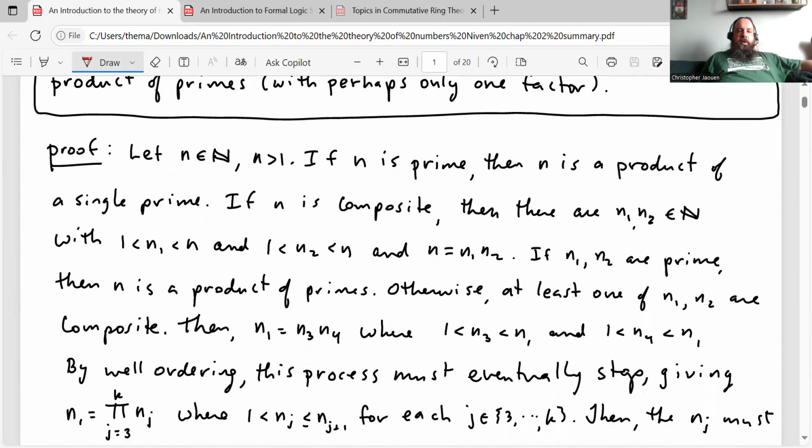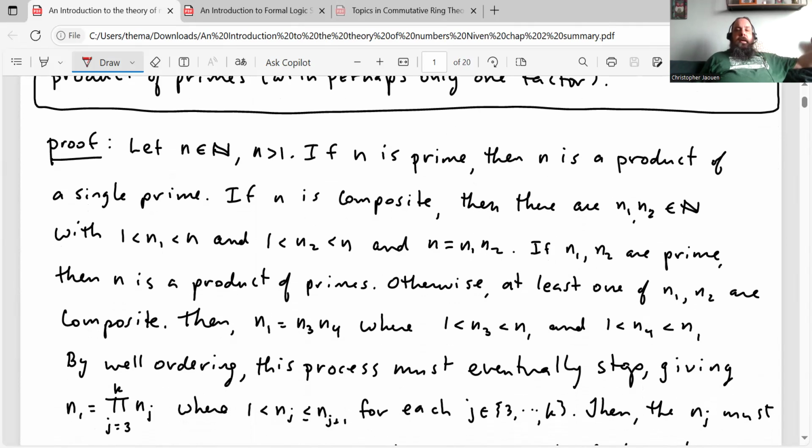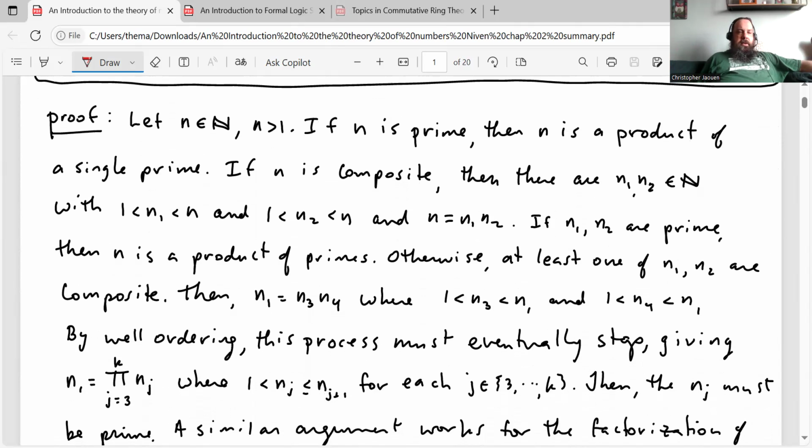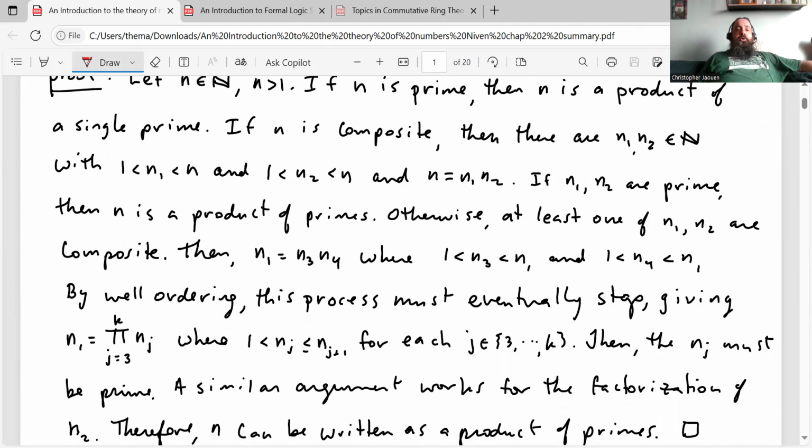Let n be a natural number greater than 1. If n is prime, like we said, then n is a product of a single prime, just itself. If n is composite, then there are n1, n2 in the natural numbers with 1 < n1 < n and 1 < n2 < n, and n is the product of n1 and n2. If n1, n2 are prime, then n is a product of primes. Otherwise, at least one of them is composite. Then, for example, n1 equals n3 times n4, where n3 is between 1 and n1, and n4 is between 1 and n1.